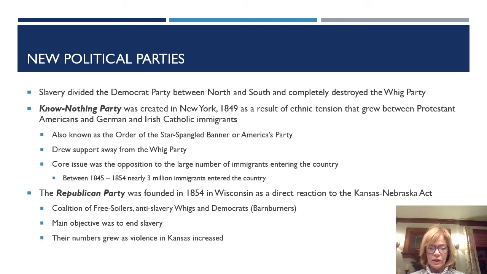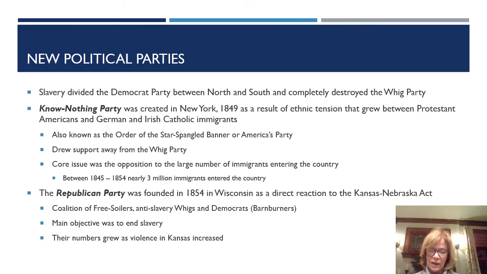Then there's the Republican Party, and it was founded in Wisconsin in 1854. And this is a direct reaction to the Kansas-Nebraska Act. People were so unhappy about that. So this is a coalition of people who were Whigs, people who were Northern Democrats, Barnburners, right? And then also Free Soilers.